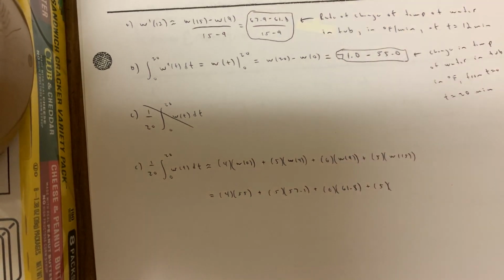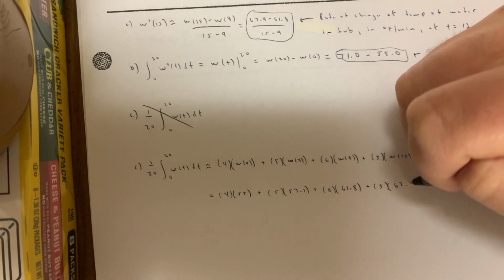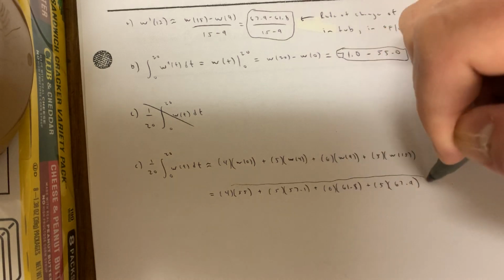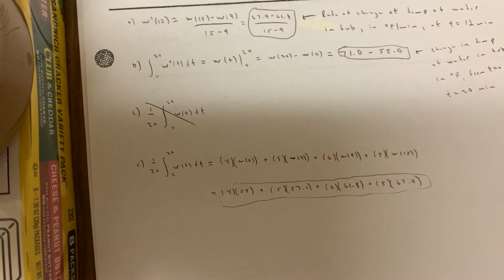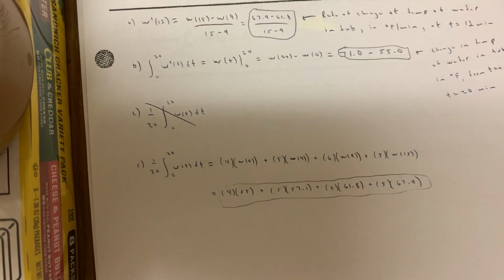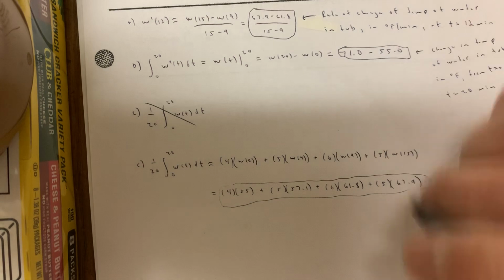Plus 5 times W of 15, 67.9. Okay, and this right here, you could even box in. That right there, that's my approximation, which becomes 60.79 if you want to do that. You have a calculator, but you don't need to simplify it.